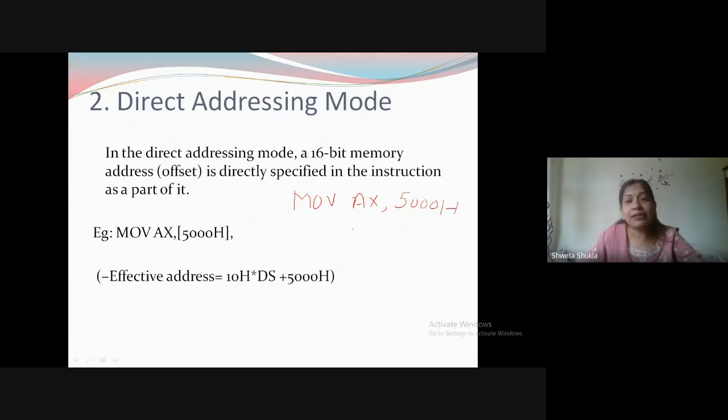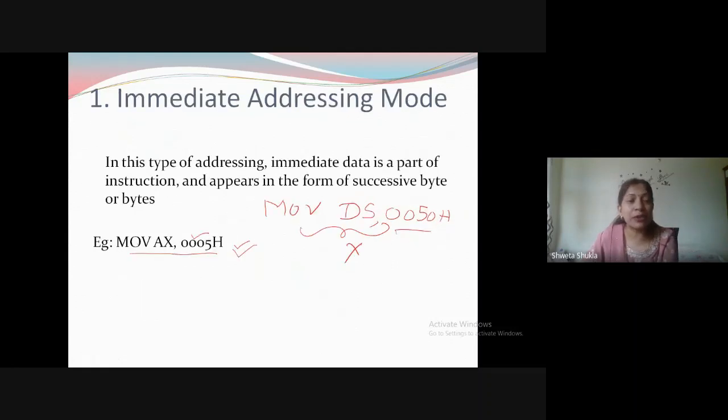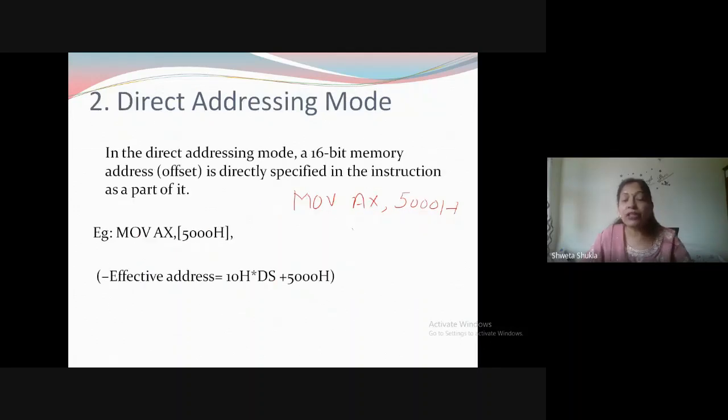Do you really think this is a direct addressing mode? No, this is not a direct addressing mode. This is the example of immediate addressing mode, which I told you right now. You can check it from here. MOV AX, and then if you are writing this 4-digit number, that means you are actually writing the immediate data.